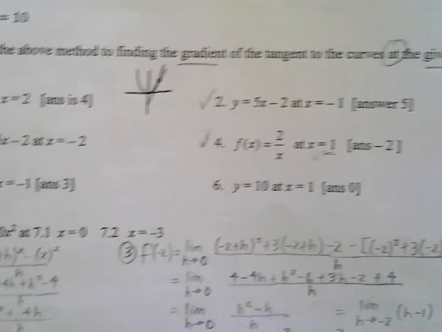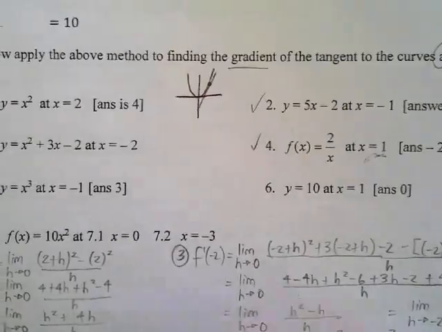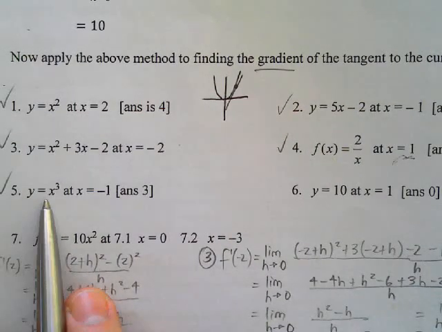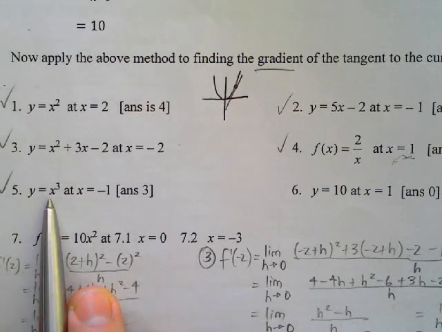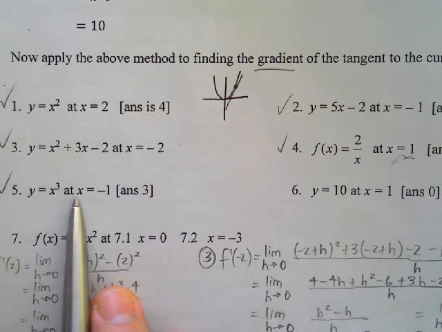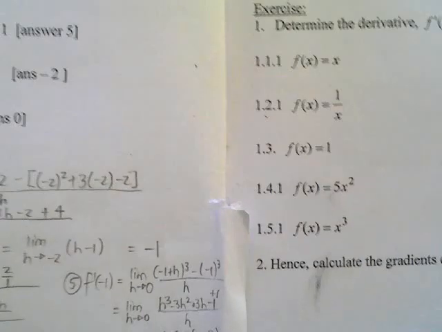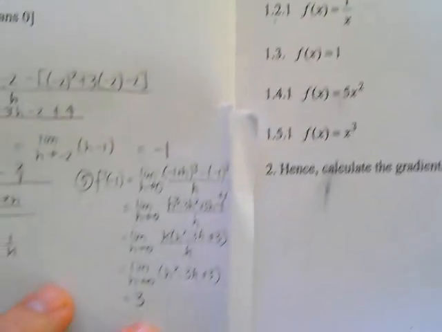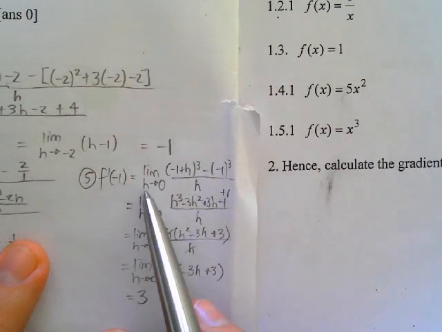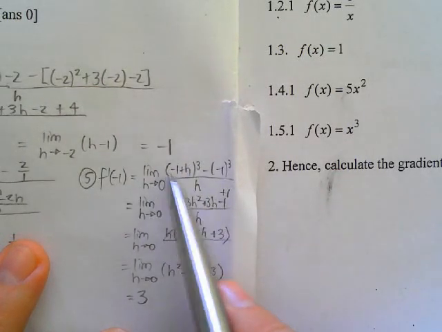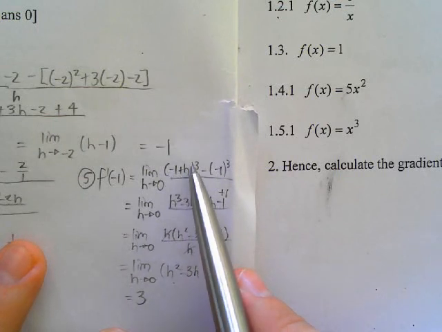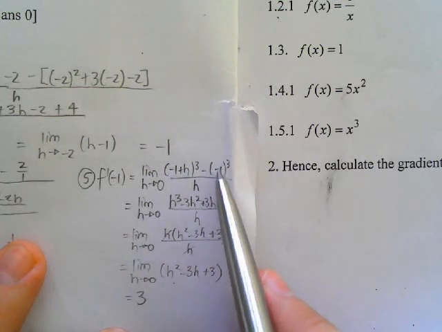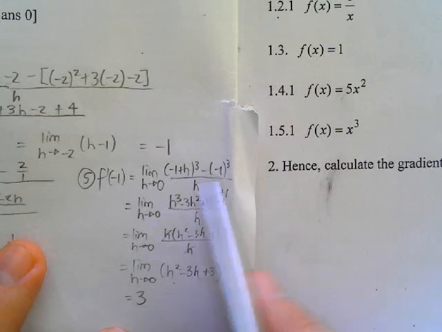Let's do the last one here. Let's do number 5. Number 5, y is equal to x cubed. Okay, now we're dealing with a cubic graph, which we're going to get to soon, at x is equal to negative 1. So they give you the answer of 3. So I've got my answer scribbled in here in the bottom corner. The limit as h approaches 0 of not just x cubed, it's negative 1 plus h cubed, minus, not x now, negative 1. We've got our value.